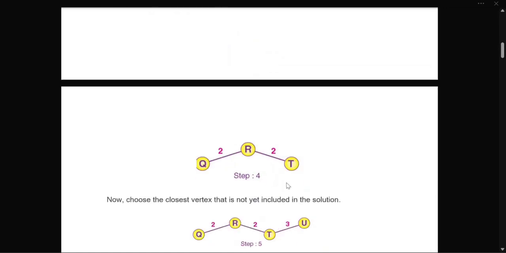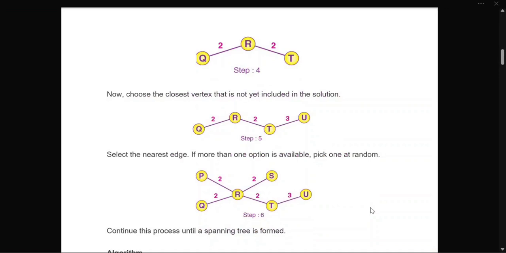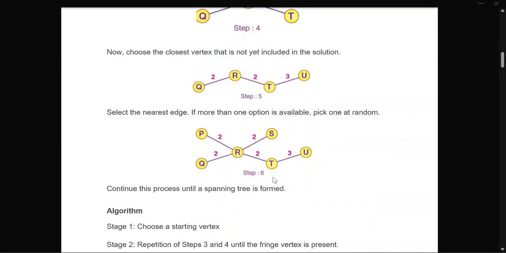Now choose the closest vertex that is not yet included in the solution. This is step 4. Step 5. Select the nearest edge. If more than one option is available, pick one at random. So continue this process until a spanning tree is formed like this. This is the final spanning tree. In both Prim's and Kruskal's algorithm, the graph should not form a cycle. Cycle should not be formed.